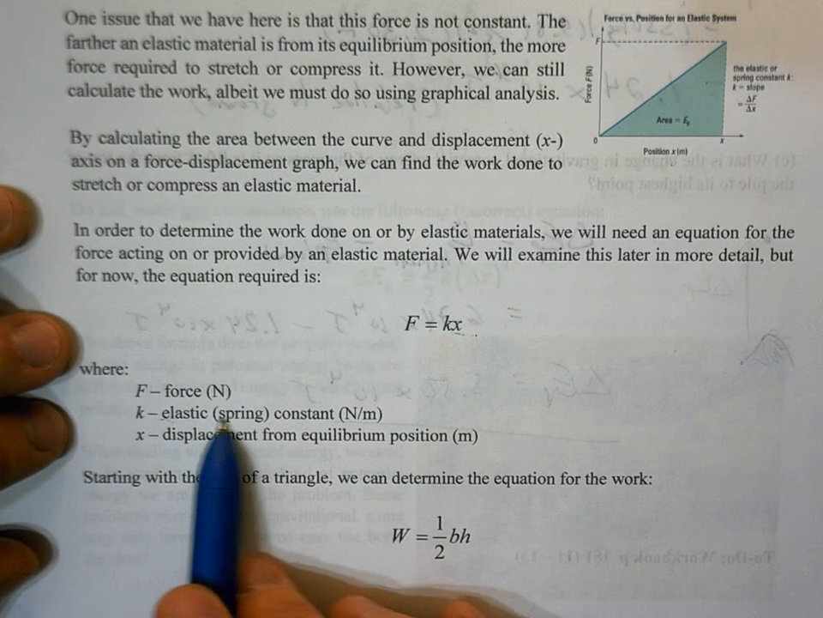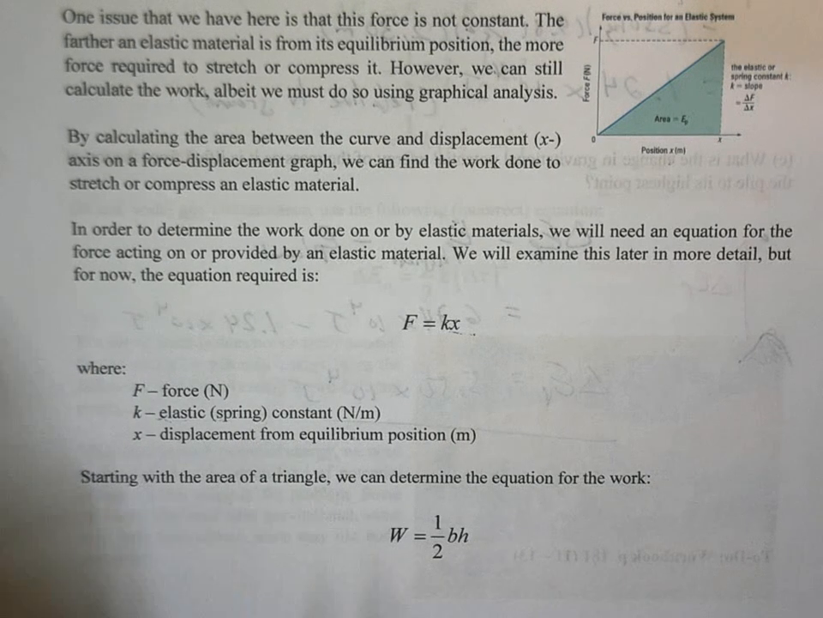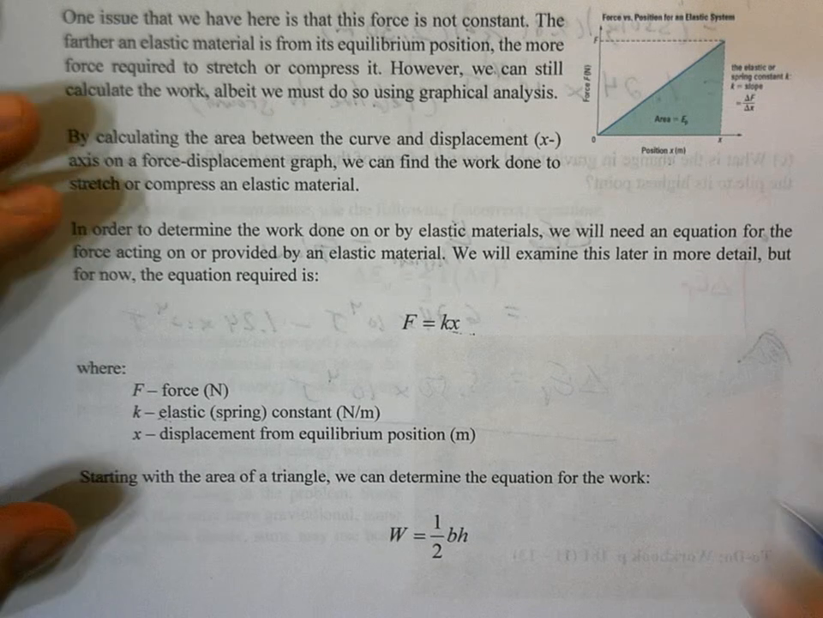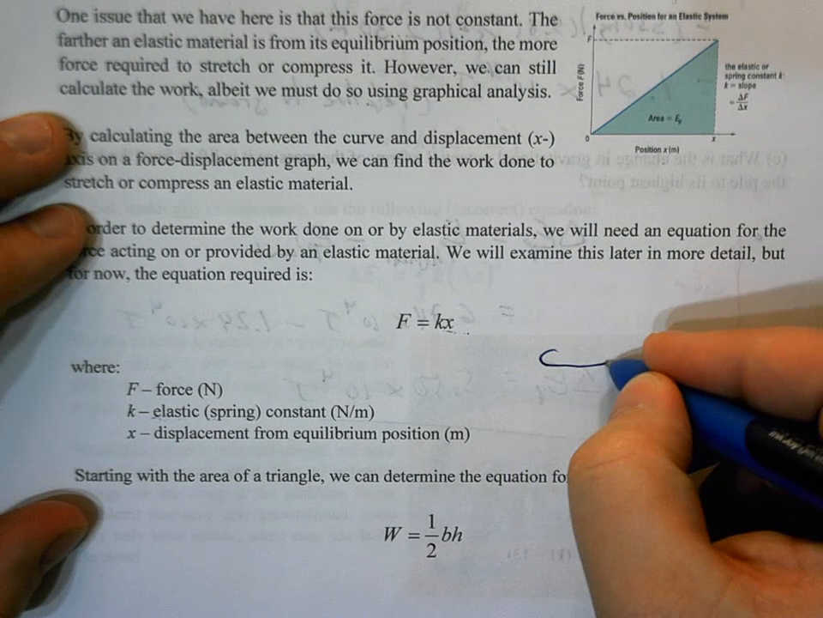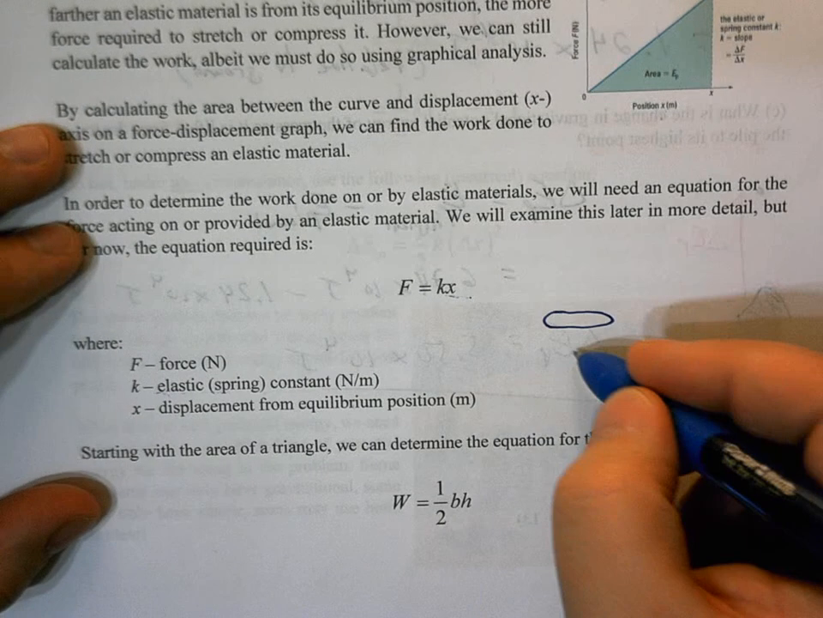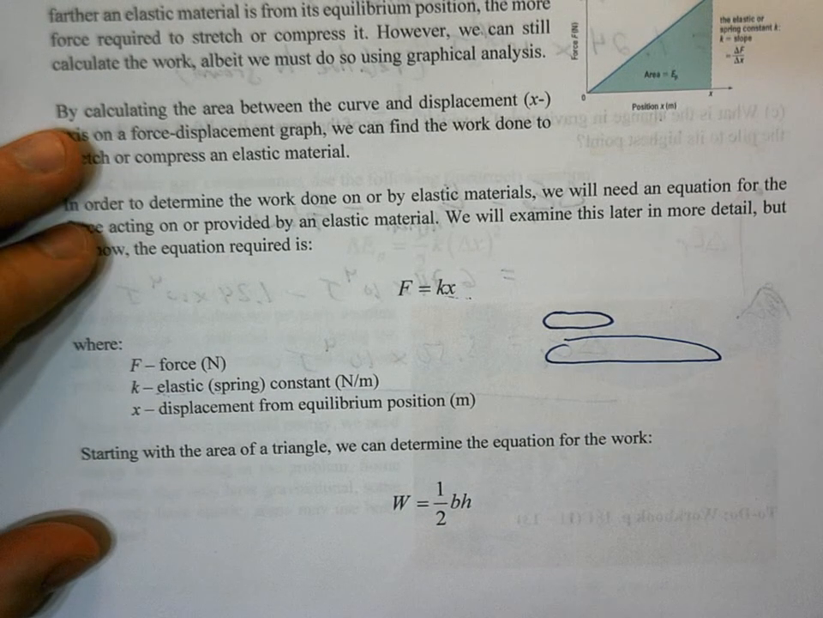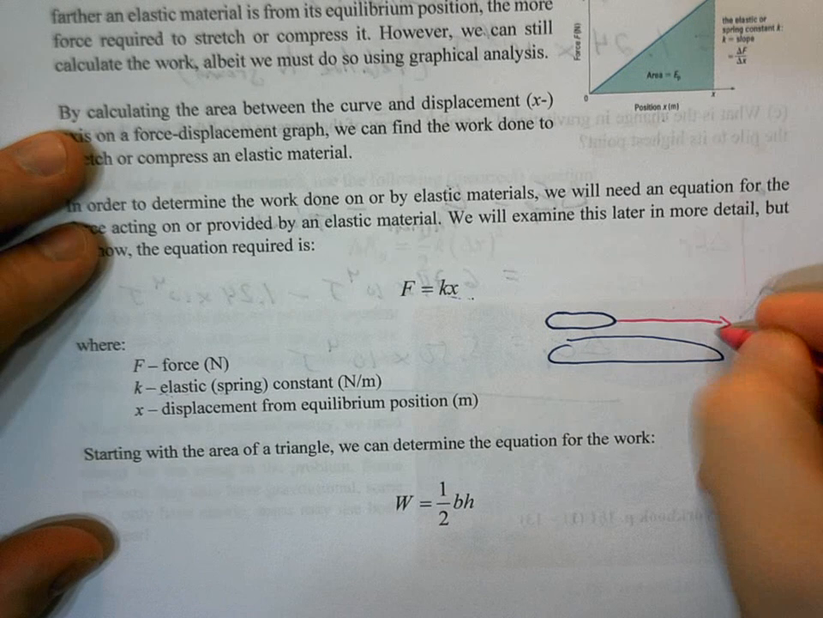K is the elastic constant. It's basically a measure of how stiff your object is. Higher k value, more stiff. And x is going to be the displacement from the equilibrium position. It's not how far it's stretched out, it's how far it's stretched out from its equilibrium. So, for example, if I have an elastic and it's resting at this position, and then I stretch it out to this position, the x value we're looking at is that distance from the equilibrium position.